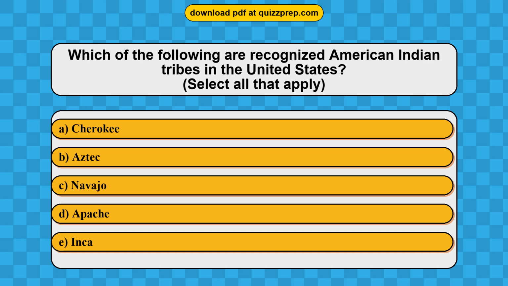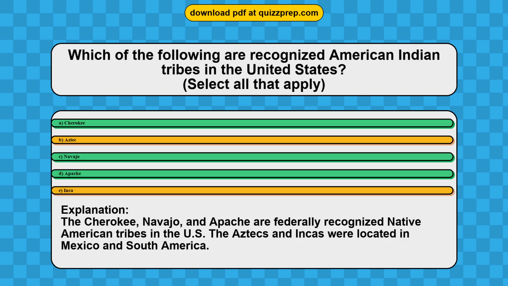Question 47. Which of the following are recognized American Indian tribes in the United States? Option A, Cherokee. Option B, Aztec. Option C, Navajo. Option D, Apache. Option E, Inca. The correct answers are options A and C and D, Cherokee, Navajo, Apache. The Cherokee, Navajo, and Apache are federally recognized Native American tribes in the U.S. The Aztecs and Incas were located in Mexico and South America.